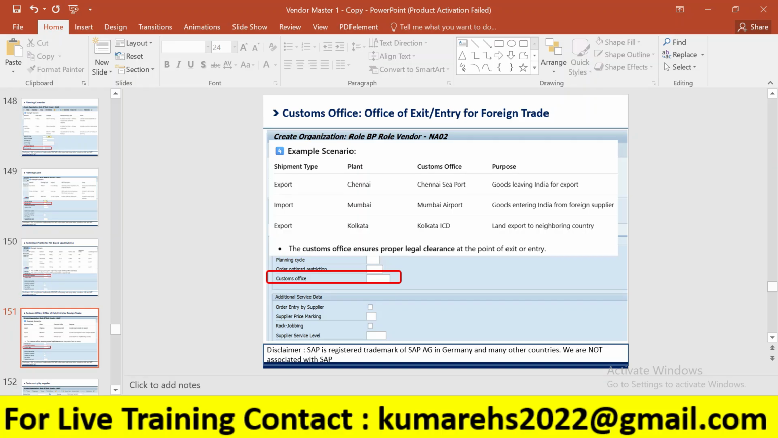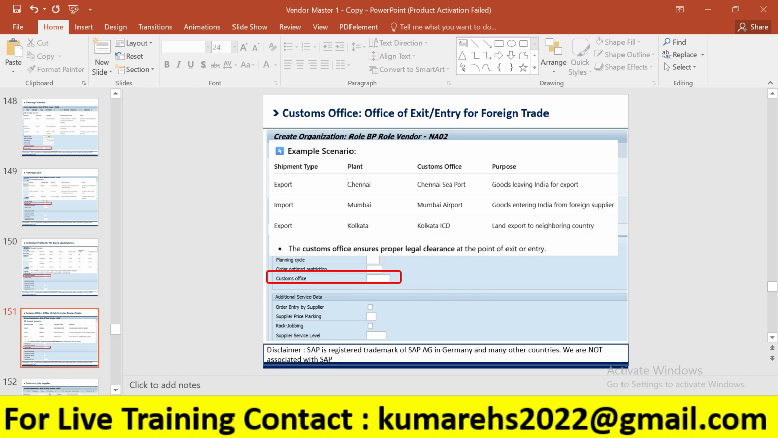So the definition: a customs office represents the government authorized point of entry or exit for goods in international trade, required for export and import processes including customs declarations, export and import licenses, shipment documentation.